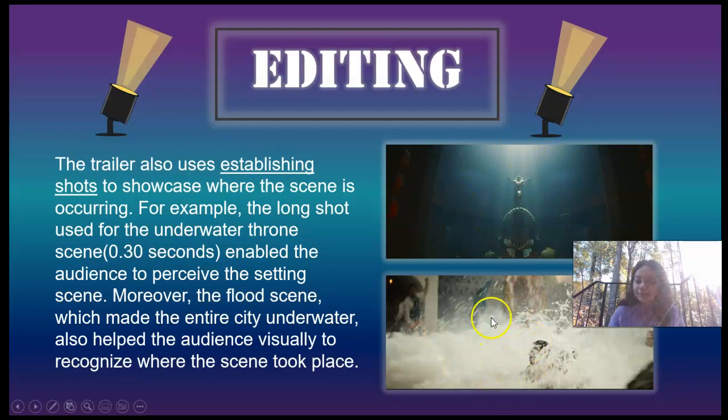These are the two examples of the establishing shot, which helped the audience perceive where the setting is.